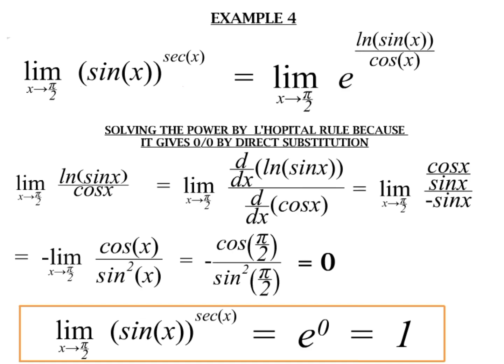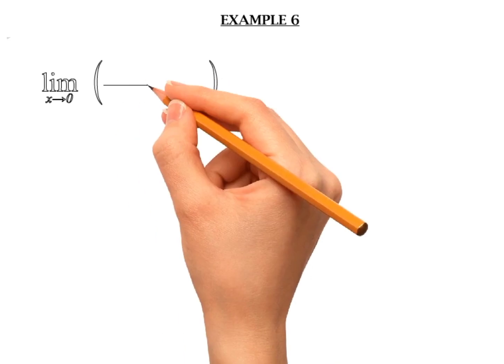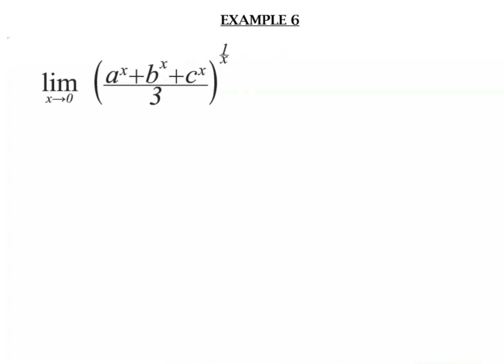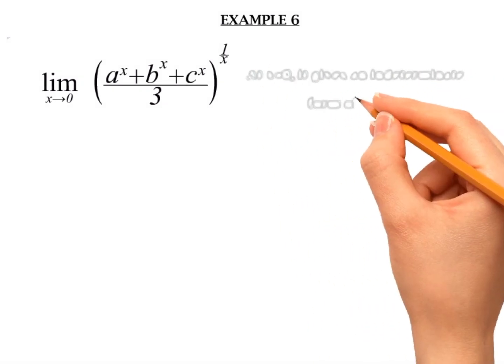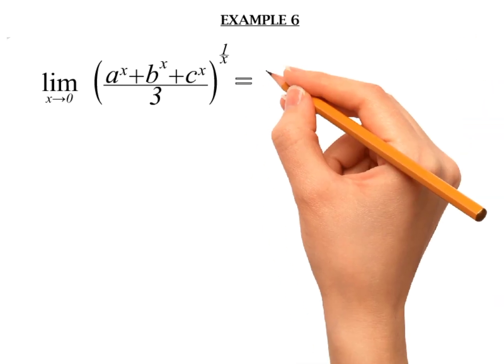There are two more examples to discuss before we close this discussion. Example number 6. We want to evaluate the limit of ((a raised to the power of x plus b raised to the power of x plus c raised to the power of x) over 3), all raised to the power of 1 over x. By direct substitution, the function gives ((a raised to the power of 0 plus b raised to the power of 0 plus c raised to the power of 0) over 3), all raised to the power of 1 over 0. This gives 1 raised to the power of 1 over 0, an indeterminate form in disguise.